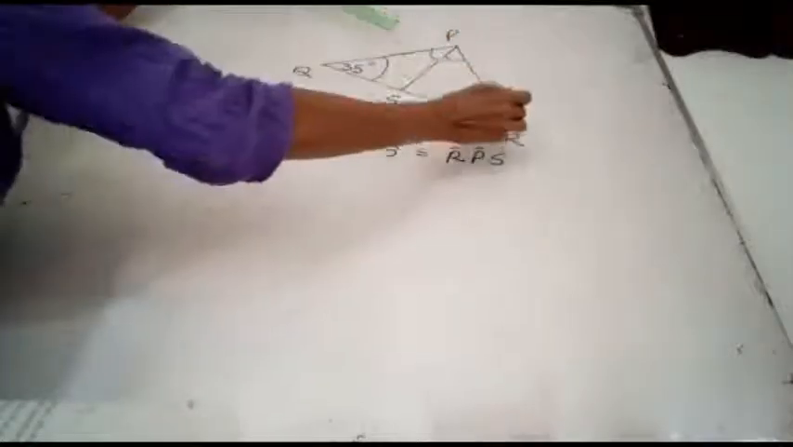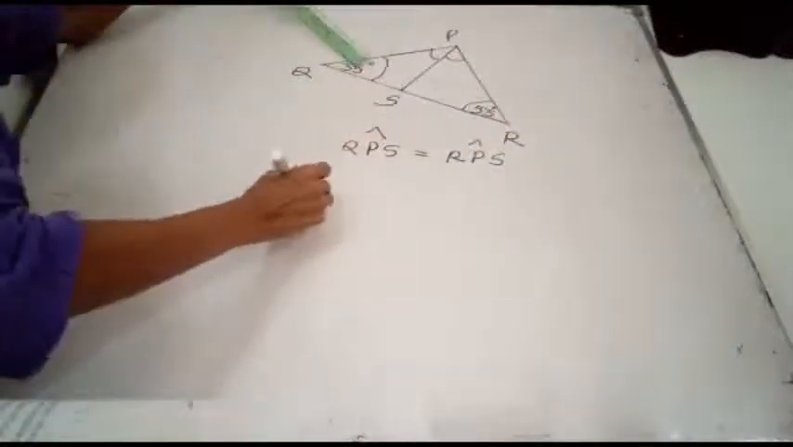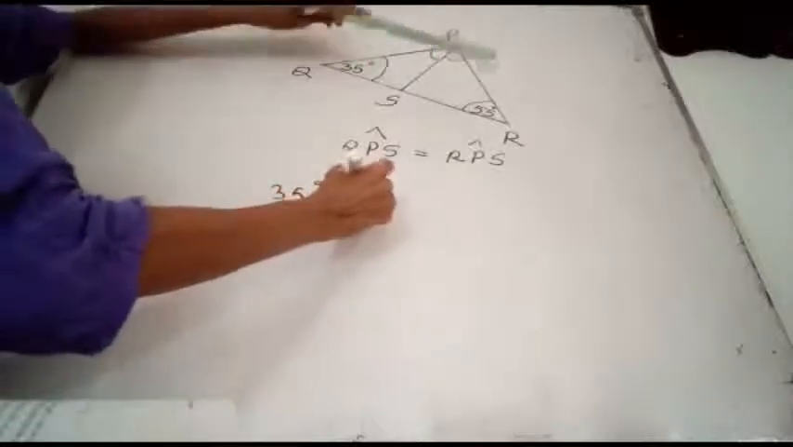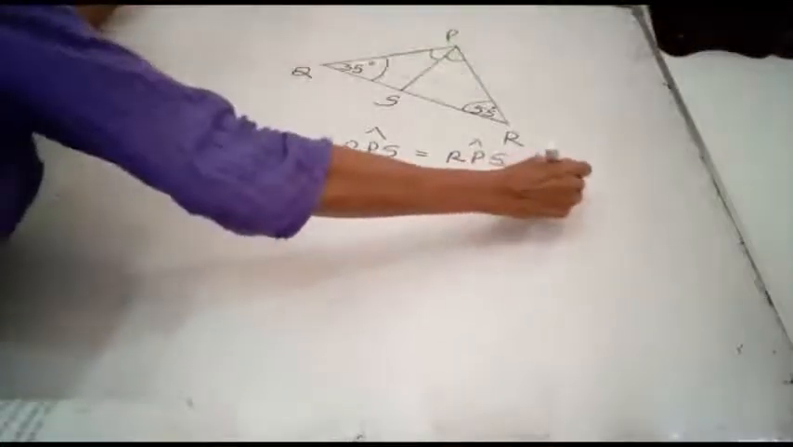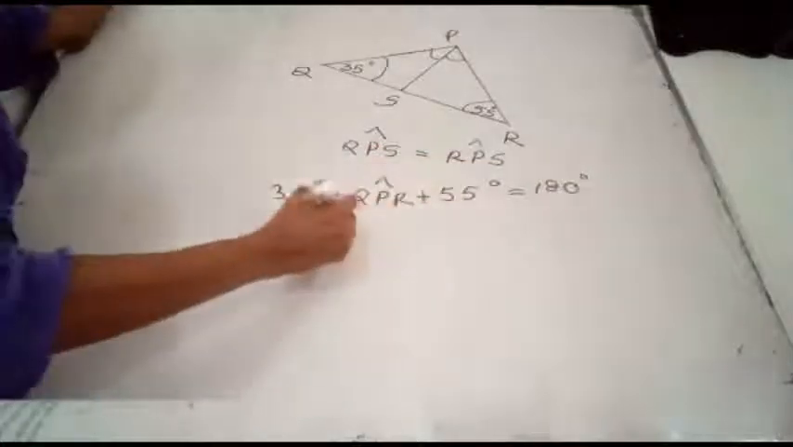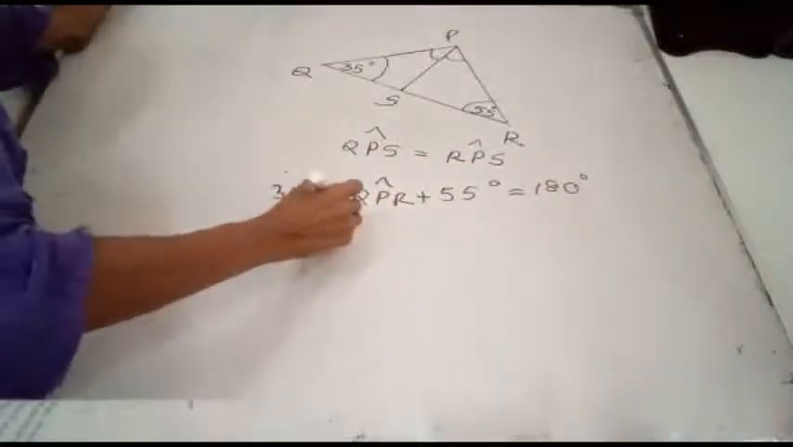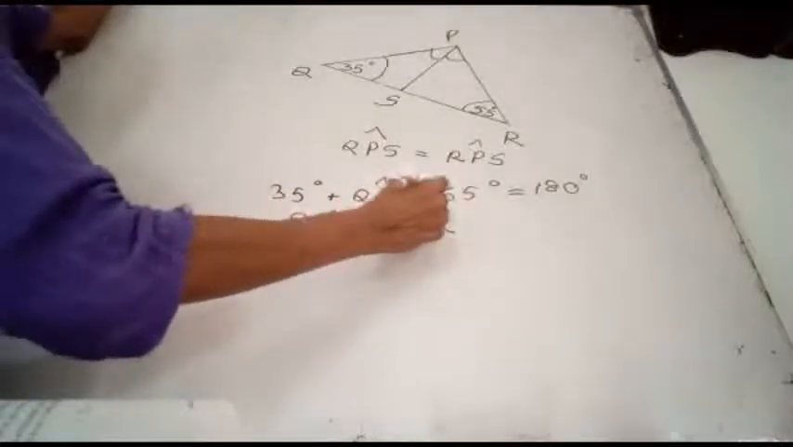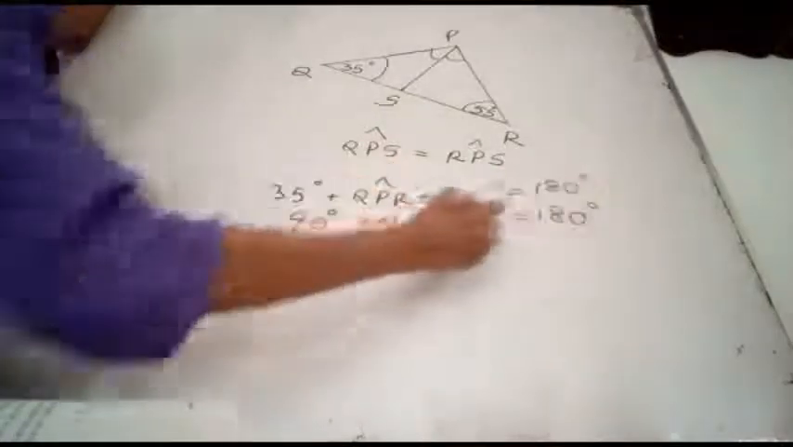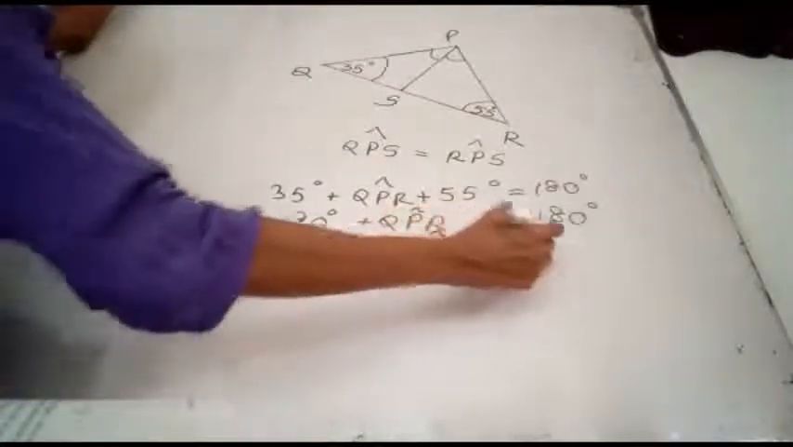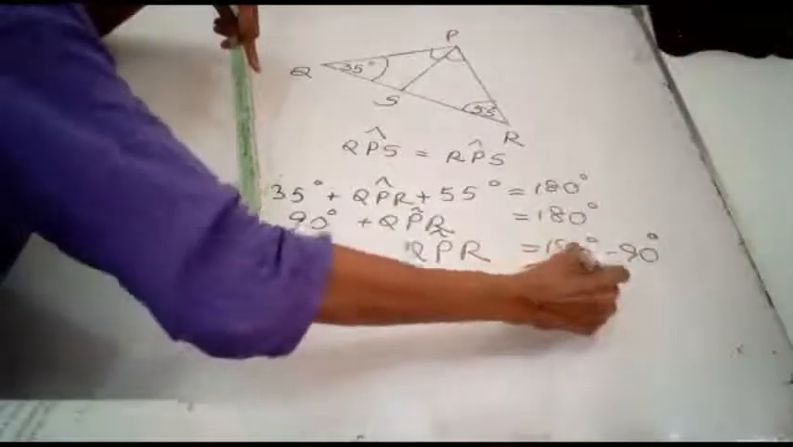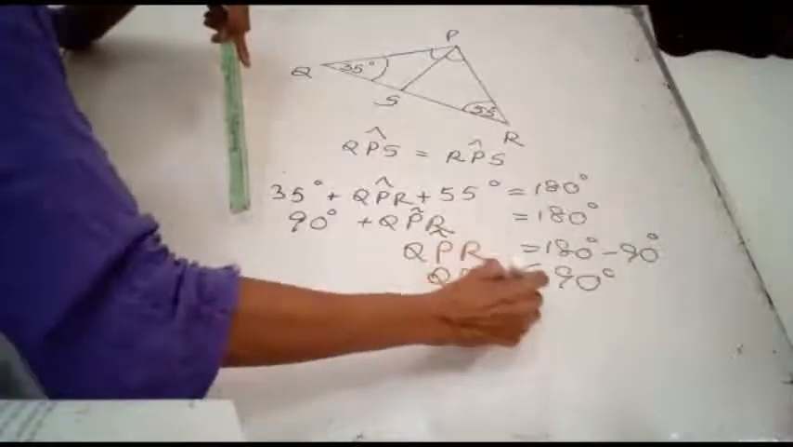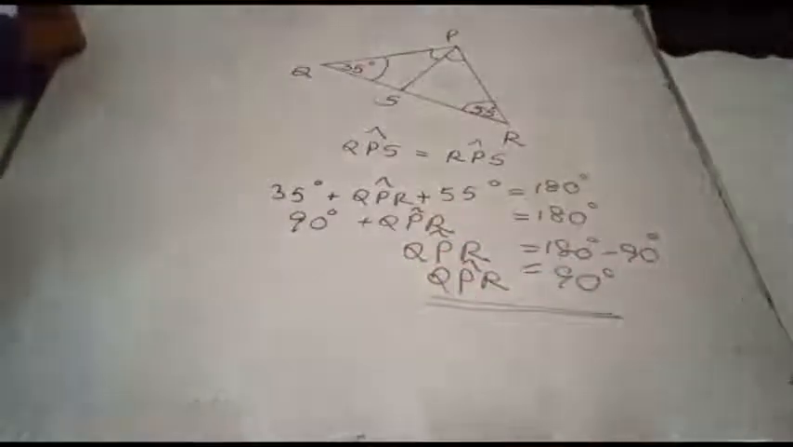In the triangle PQR, the interior angles of the triangle: 35 degrees plus QPR plus 55 is equal to 180. 35 plus 55 is 90, so 90 plus QPR is equal to 180. The magnitude of QPR is equal to 180 subtract 90, which is 90 degrees. The magnitude of angle QPR is equal to 90 degrees.